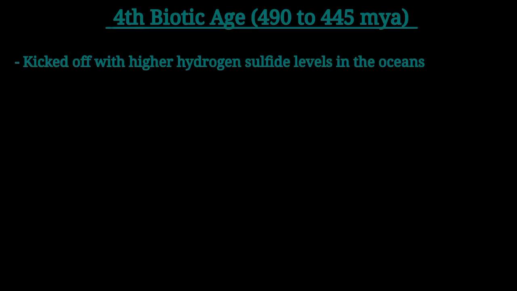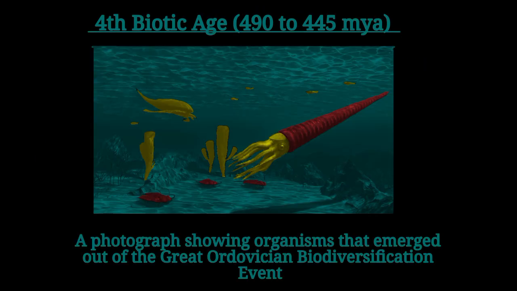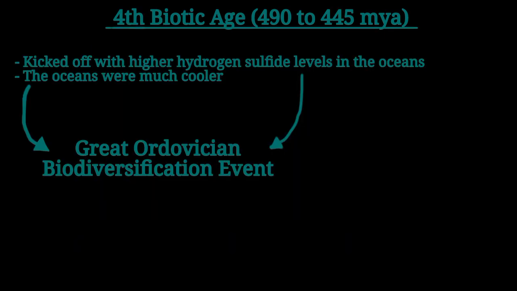By the end of the last Cambrian extinctions, there were higher levels of hydrogen sulfide in the oceans. On top of that, they were much cooler than they had been during the third biotic age. These changes drove the Great Ordovician Biodiversification Event. It saw the very potent net speciation of the phyla which had evolved out of the Cambrian explosion. It is worth noting that it was these same changes that punctuated the last Cambrian extinctions. This shows that major extinction events come about more so from the abruptness of a change, not the change itself.